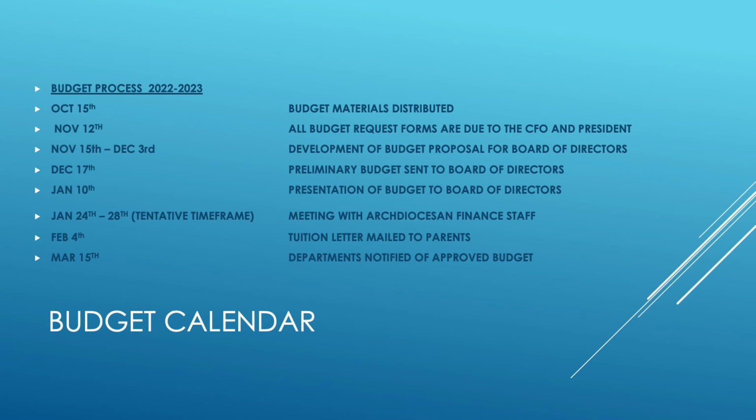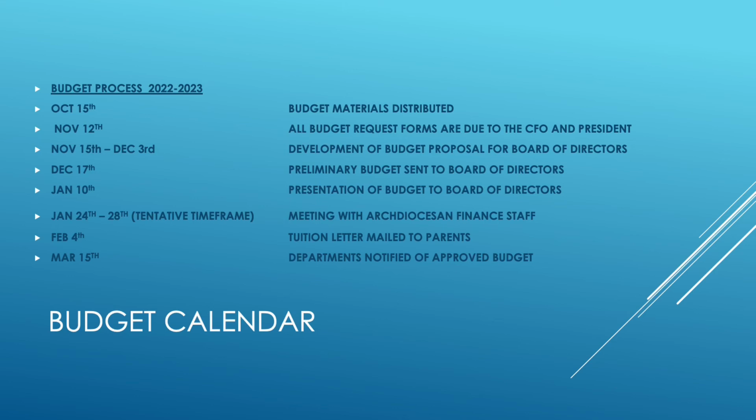Budget calendar. When does the budget process start? Now, if you see here, I've indicated that it would probably start about October 15th. So the budget materials are distributed. Why is that important? Because you need to make sure that those with budget responsibility are given the time to analyze the data, to look at their needs, and also find out what costs would be associated with them.